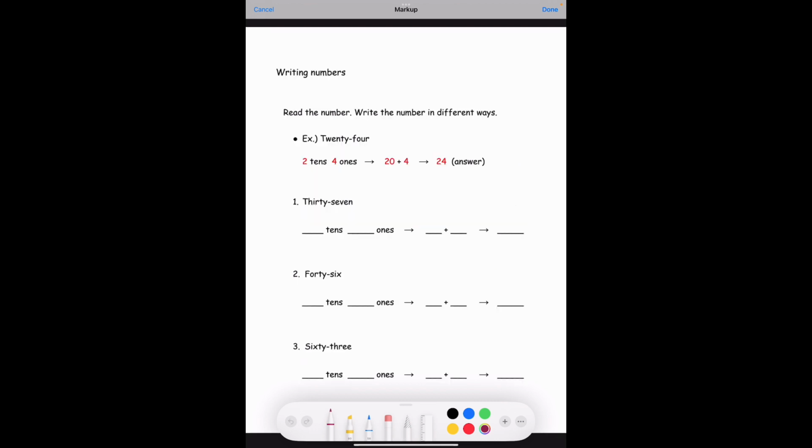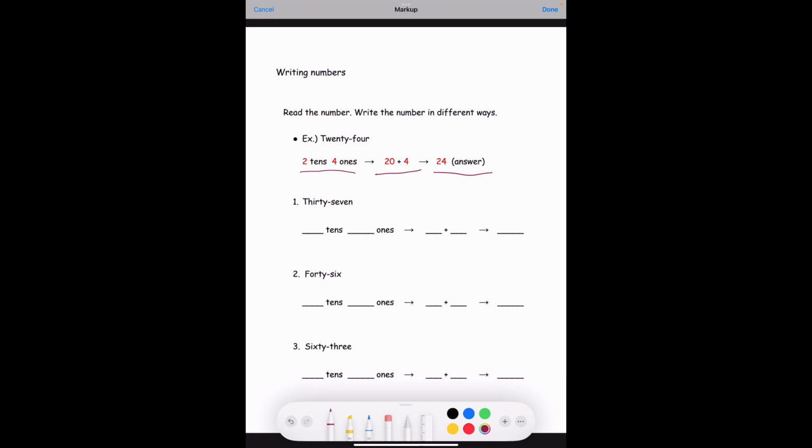Now we're going to get into writing numbers. Read the number, write the number in different ways. Example, 24. We have this way to write it: 2 tens and 4 ones is 24. We have this way: 20 plus 4 equals 24, and 24 is the final answer. So let's start with number 1.